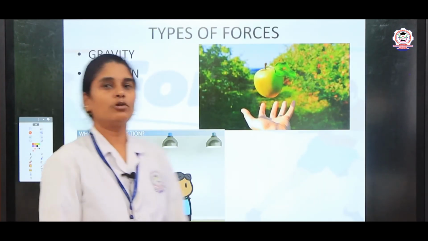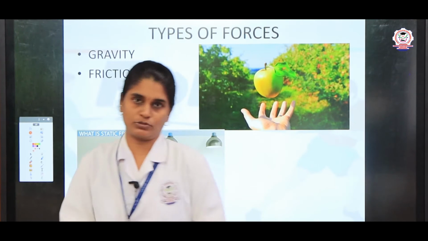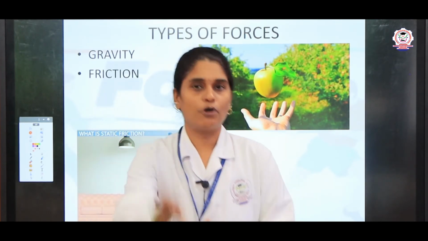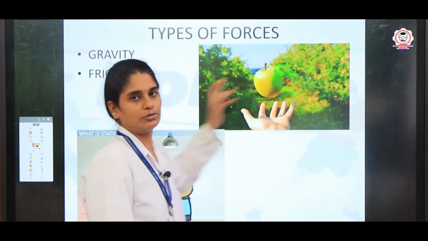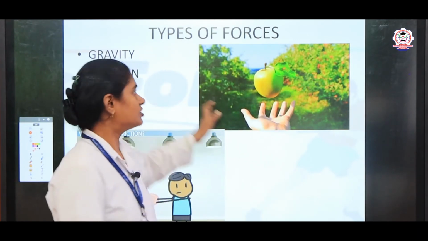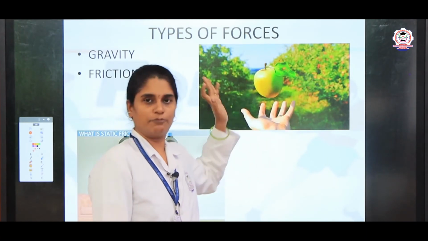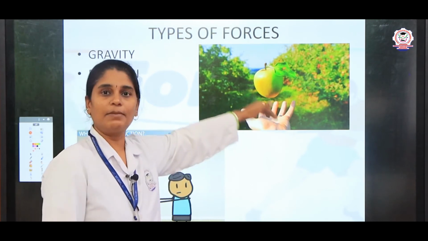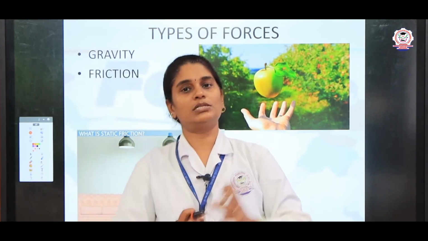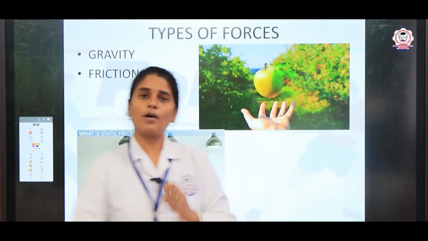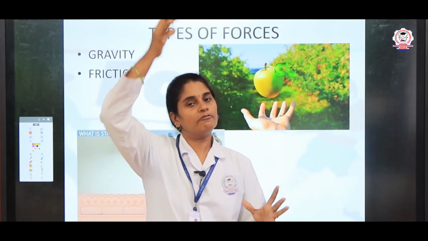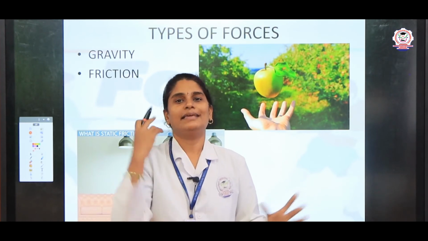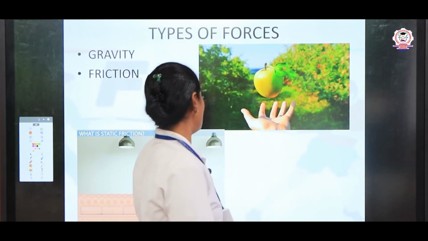So now we are going to see what the types of force are. There are many types of forces, but for you they have given two types of force. These are the naturally present types of forces. So what are they? Gravity and friction. Gravity is nothing but the force that pulls towards the center of the earth. Suppose you throw a ball into the sky, the ball falls back down to the earth, right. So why? Yes, it is because of the gravitational force.